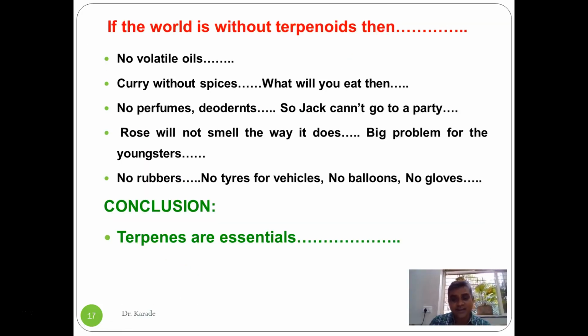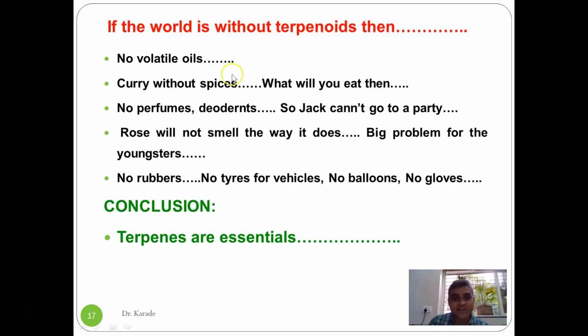Now let us see, suppose the terpenes are not there around us, what will happen to our beautiful world? First of all, whatever spices we are using, particularly in India, for making curry, these spices contain terpenes as well as terpenoids. And if there are no terpenes, then the question is what we will eat, and it will also affect the taste of the prepared curry.